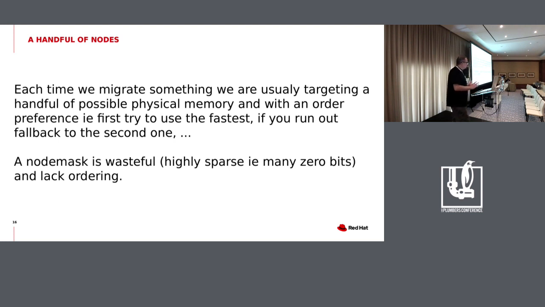The node mask is kind of a wasteful thing because it doesn't give you an order. It's just a bitmap that says this is a list of places where you can migrate memory, but it's not an ordered list. You don't know which one is the preferred one.